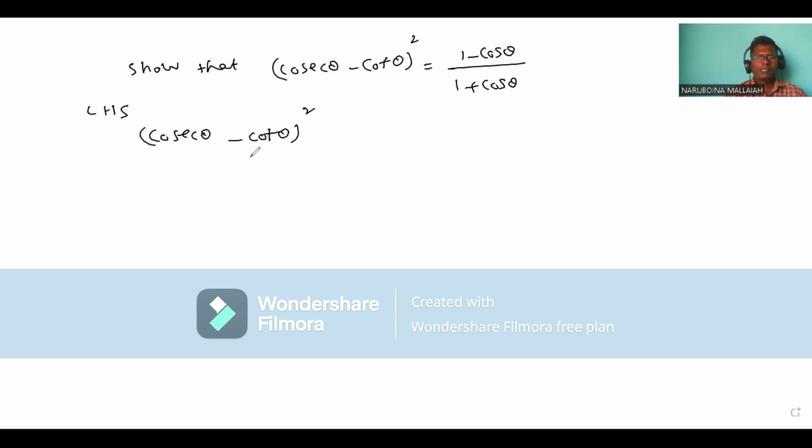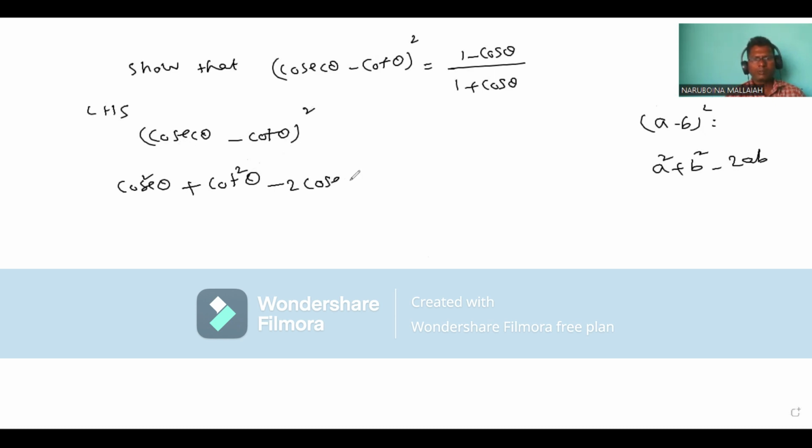Now see, this is in the form of (a minus b) whole square. We know the formula for (a minus b) whole square, that is a square plus b square minus 2ab. Using this I am expanding this one. A square, that is cosecant square theta, plus b square, that is cot square theta, minus 2ab, 2 into cosecant theta into cot theta.